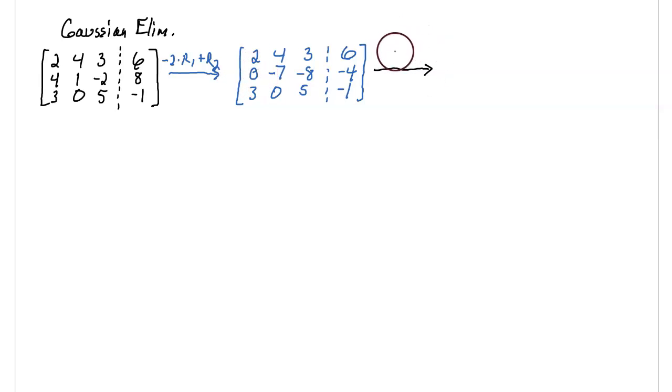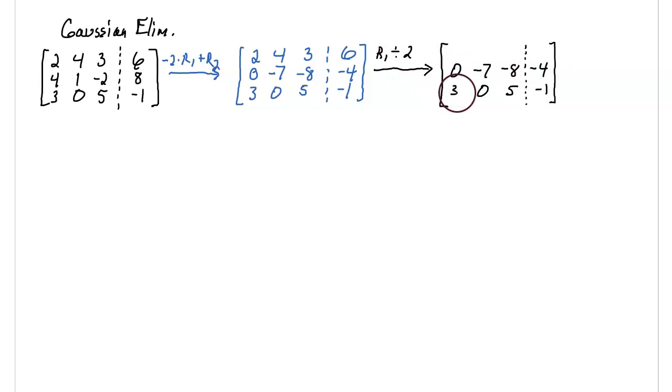My next row operation is to divide row 1 by 2. When performing that row operation, row 2 and row 3 will not change. Row 1 is going to change. 2 divided by 2 makes 1. 4 divided by 2 makes 2. 3 divided by 2 makes 3 halves. And 6 divided by 2 makes 3. The reason I did that row operation is because it creates a 1 in this position.